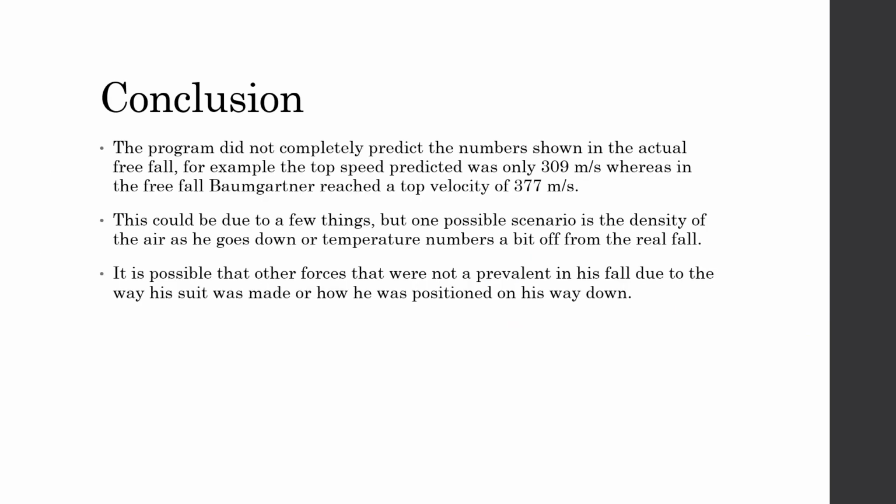So for conclusion, the program did not completely predict the numbers shown in the actual free fall. The top speed predicted by the code was only 309 meters per second, whereas in the free fall that Baumgartner actually did, he reached a top velocity of 377 meters per second.